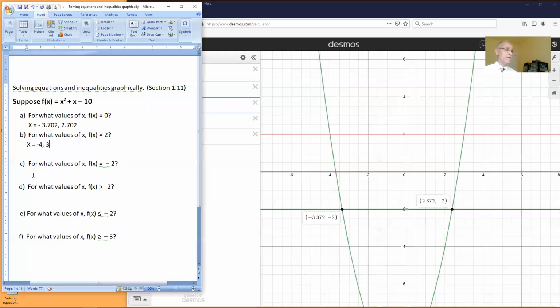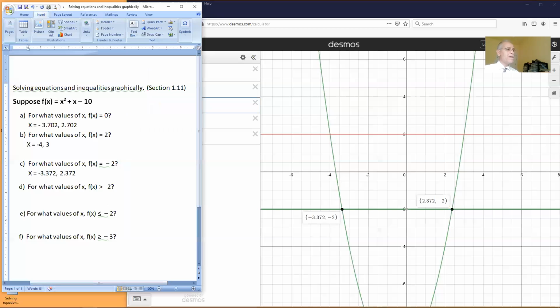2.372. So here I have x equals negative 3.372, comma, 2.372.